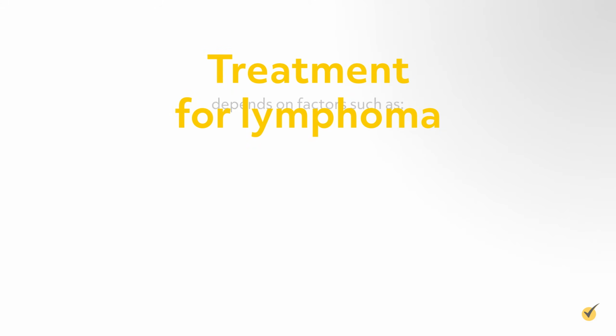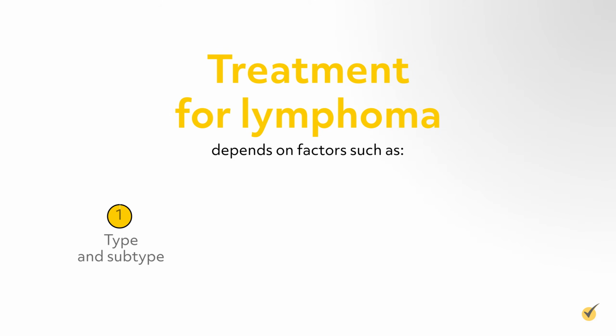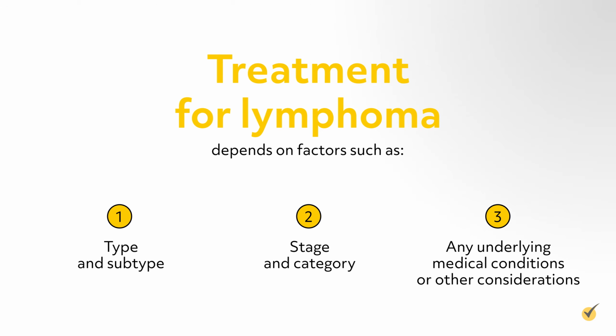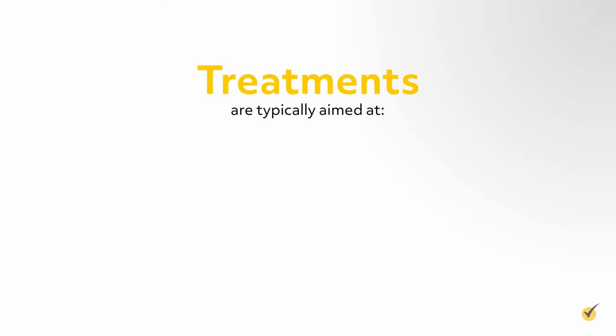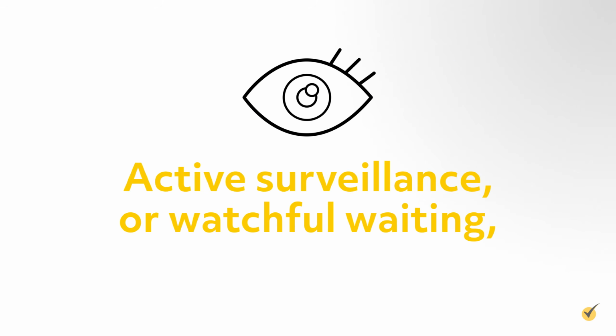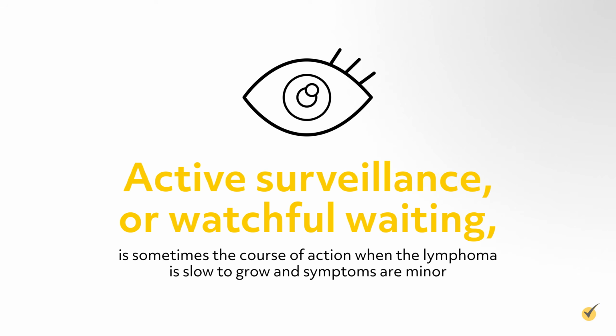Treatment for lymphoma depends on factors such as its type and subtype, stage and category, and any underlying medical conditions or other considerations. Treatments are typically aimed at destroying cancer cells and stopping the spread of disease. Active surveillance or watchful waiting is sometimes the course of action when the lymphoma is slow to grow and symptoms are minor.